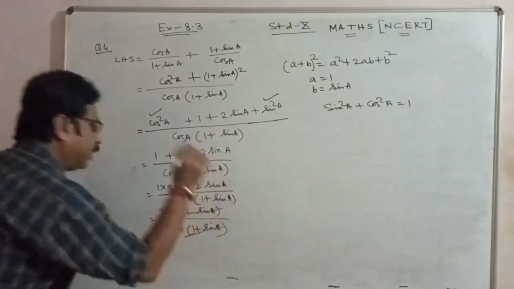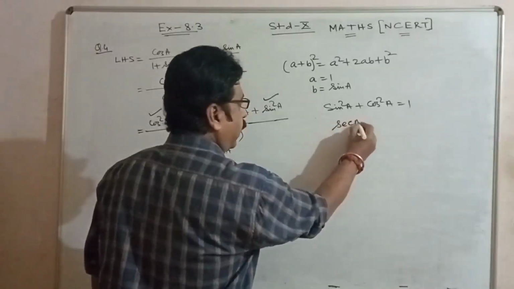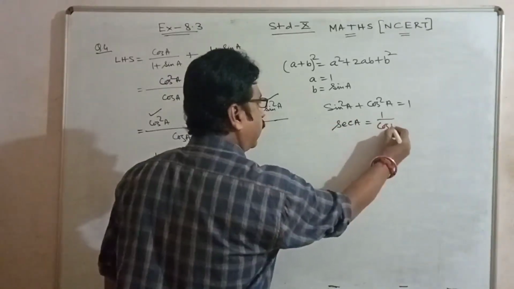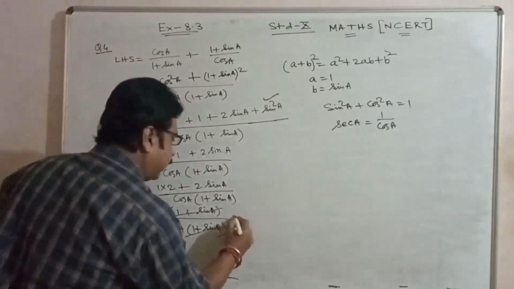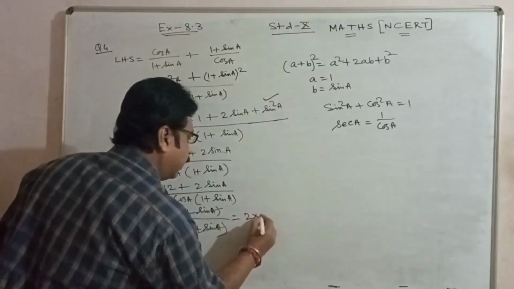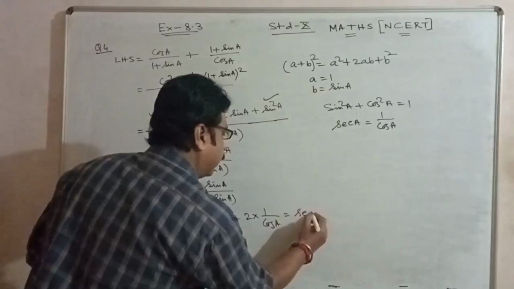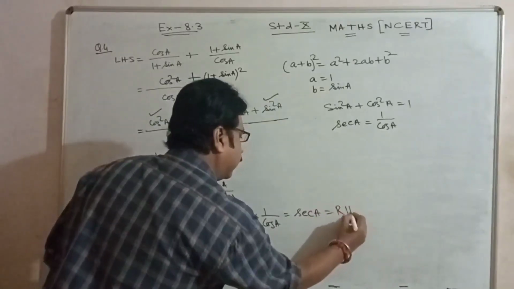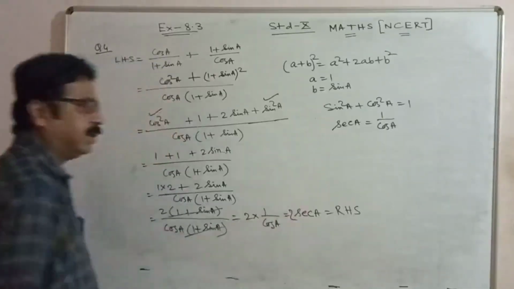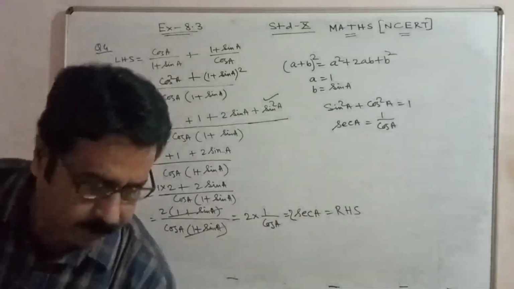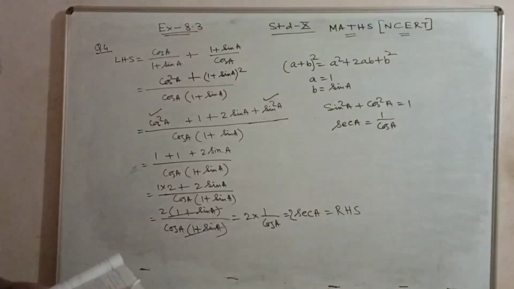This part and this part we can cancel. 2 upon cos A, we know sec A equals 1 upon cos A. So in place of 1 upon cos A we can write sec A. 1 upon cos A means sec A, and so 2 sec A. These 2 will come here. Two sec A means the right side we have got.